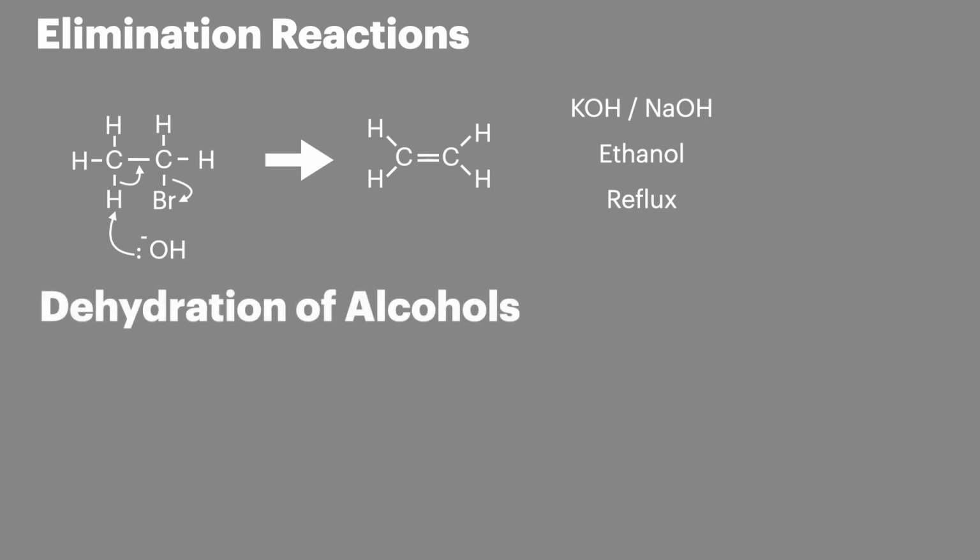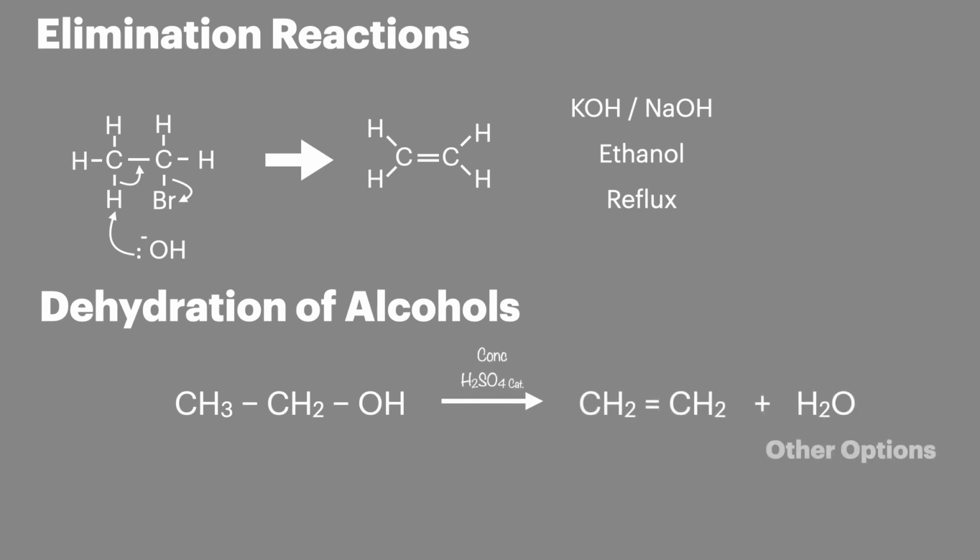We can also dehydrate alcohols. A common method is to use a sulfuric acid catalyst to remove the water. But we can also use aluminium oxide in a process similar to cracking, or a phosphoric acid catalyst which is similar to the sulfuric acid method shown.